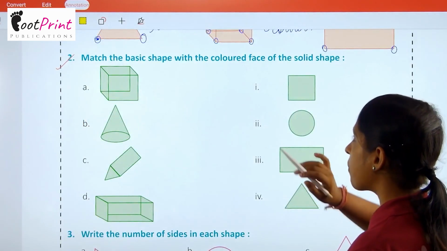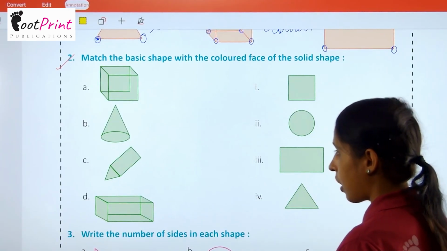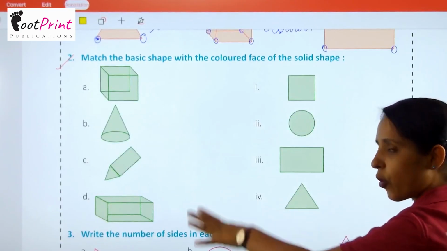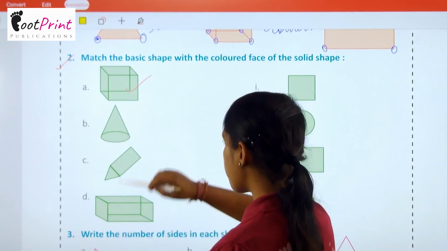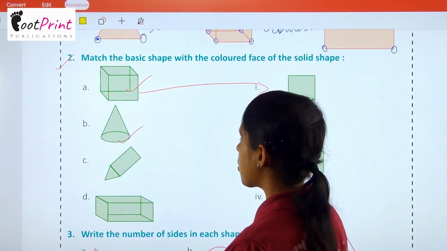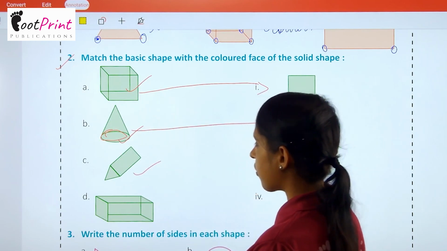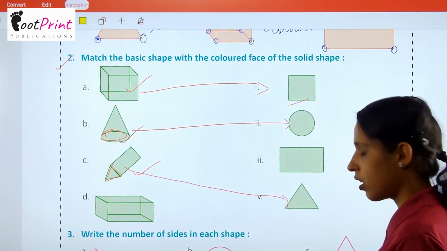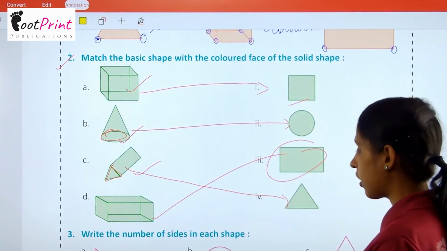Match the basic shape with the colored trace of the solid shape. हमें क्या करना है, यहाँ पर 3D ऑब्जेक्ट्स दिए हुए हैं, यहाँ कुछ बेसिक शेप दी हुई है जिनसे मिलके ये ऑब्जेक्ट्स बने हैं. तो हम देखते हैं ये है हमारा क्यूब, बनता है स्क्वायर से. So we will match it. Here the basic shape is circle, so we will match it from it. Here is triangular prism, and triangular prism is made up of triangle, so we can match it. Then here is cuboid, and cuboid is made from rectangle.